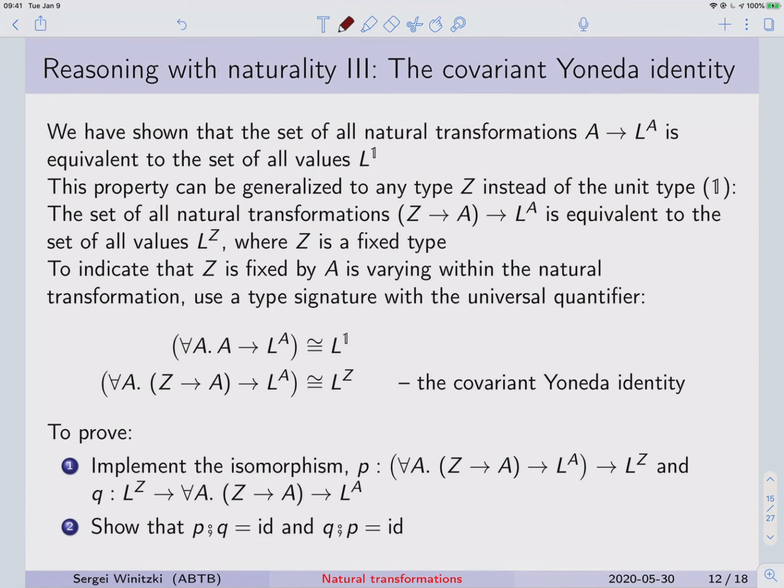So we have shown that some natural transformations are equivalent to some values. These equivalences can be generalized. So instead of these natural transformations, which are the pure methods, being equivalent to the set of all values of type L1, which was the wrapped unit. In Scala, this would be like this.